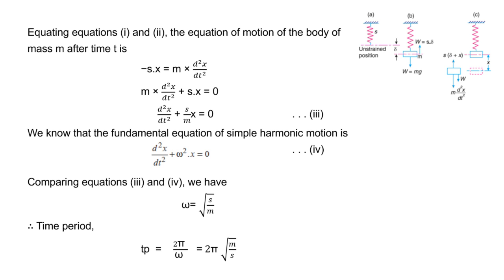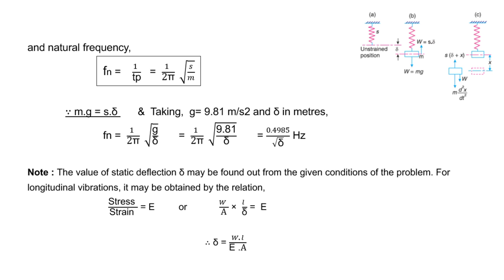From that omega we have found the time period, because we know the time period of SHM is equal to 2π upon omega. And next we have found frequency, because frequency is the reciprocal of time period, and the formula we have ultimately got is Fn is equal to 1 upon 2π square root of K by m, or Fn is equal to 1 upon 2π square root of S by m.